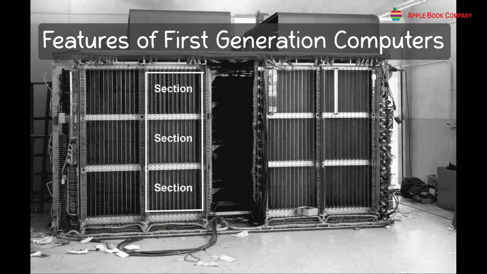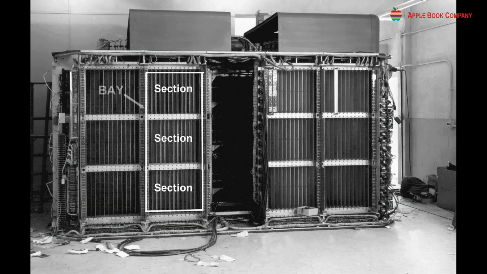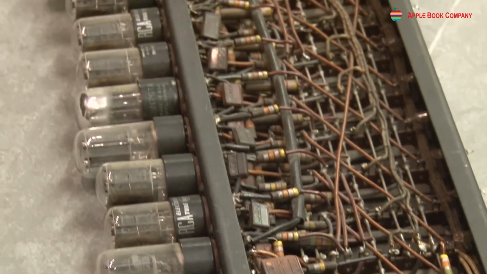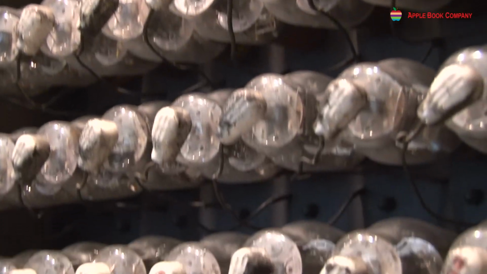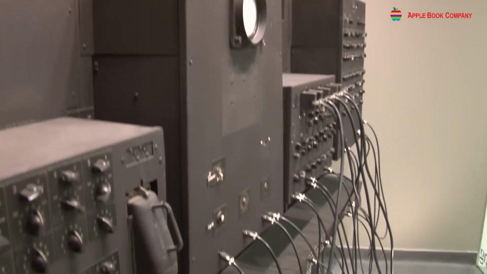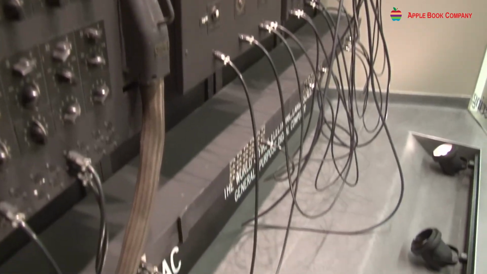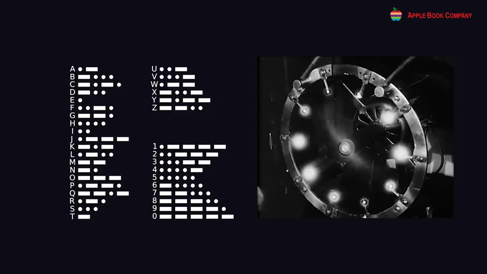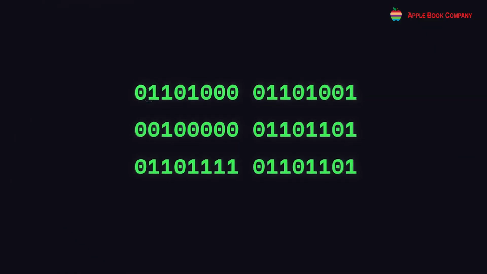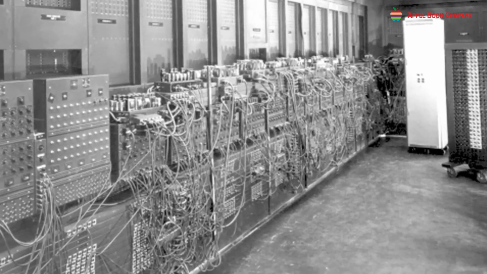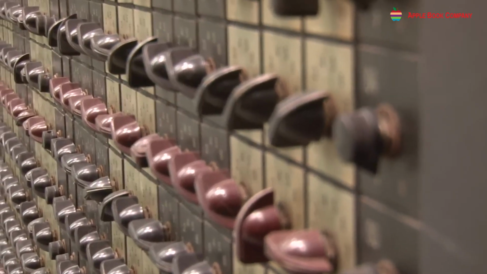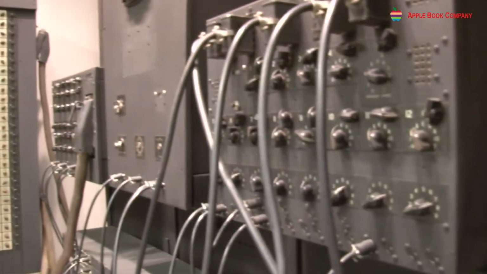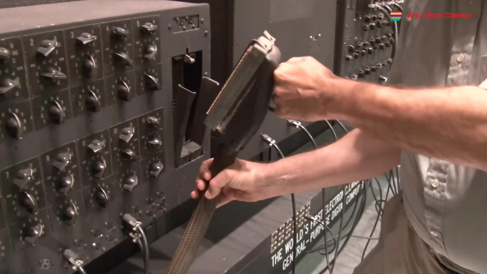Features of first generation computers. Technology used: vacuum tubes for circuitry and magnetic drums for memory. Size: very large and bulky machines that occupied entire rooms. Programming language: machine language consisting of binary codes, zeros and ones. Speed: performed calculations in milliseconds. Energy consumption: consumed a lot of electricity and generated excessive heat.